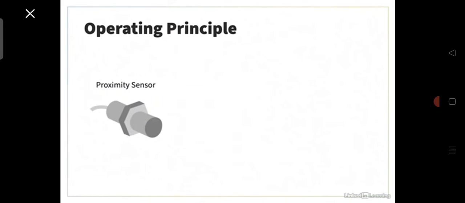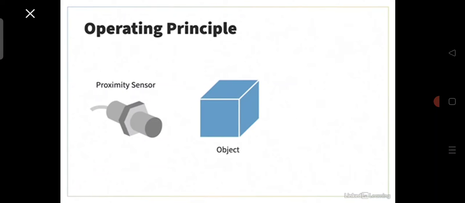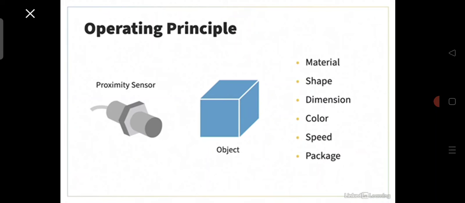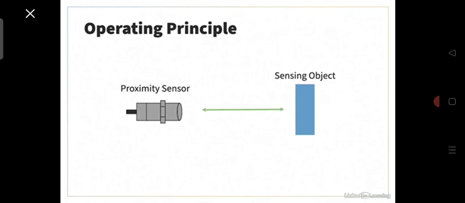There are different types of proximity sensors, so knowing the target object matters in selecting the type of proximity sensor used, like knowing its material, shape, dimension, color, speed, and the package, whether it's glass or plastic. In general, the operation principle goes this way. The object serves as a reference for measuring. Then usually the sensor gets calibrated, knowing the distance between the sensing surface of the proximity sensor and the target.